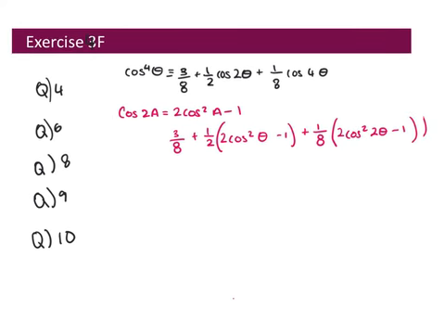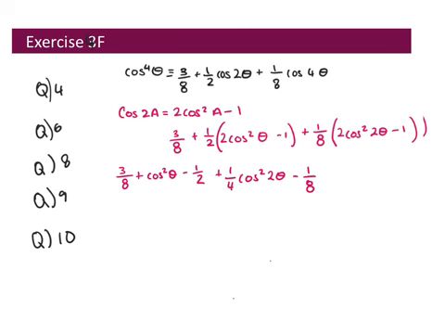Right, I'm going to expand out everything first. So I'm going to have 3 over 8. And then a half times 2 cos squared theta is in fact cos squared theta. And then I'm going to have a half times minus 1 is minus a half. Okay, everyone should be happy with this first expansion. Then the second expansion. 1/8 times 2 cos squared 2 theta is a quarter, yeah? Plus a quarter cos squared 2 theta minus an eighth.